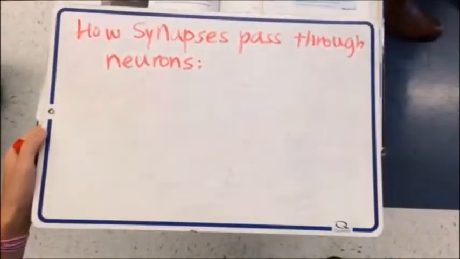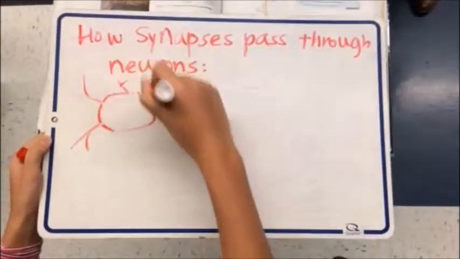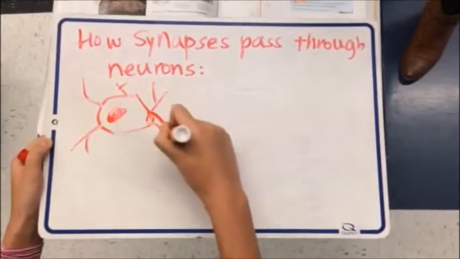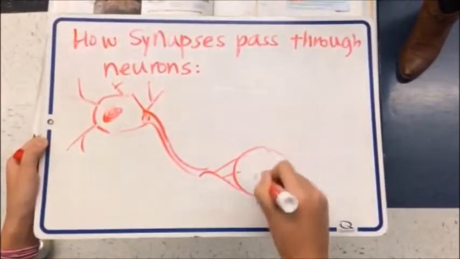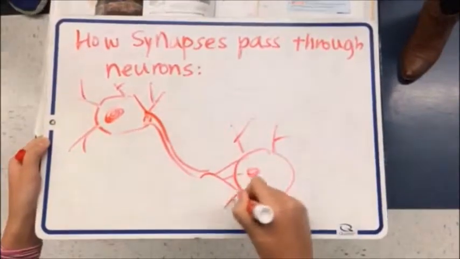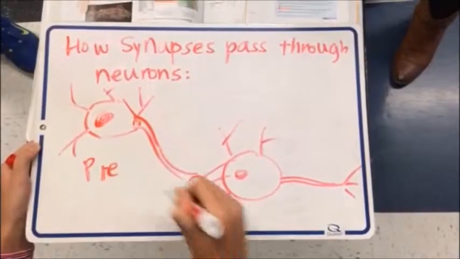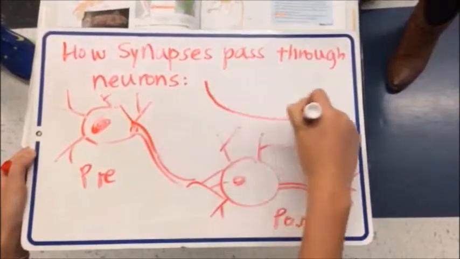How synapses pass through neurons. Signals are received and passed through neurons, which have a main cell body with a nucleus and dendrites. And then they pass through the axon to the axon terminals, which are attached to the neighboring cell and its dendrites. And we call this the pre-synaptic cell and the post-synaptic cell. So obviously the synapse travels this way.